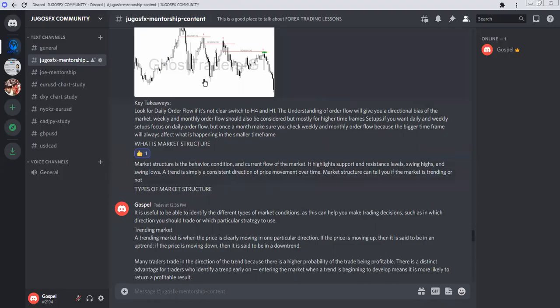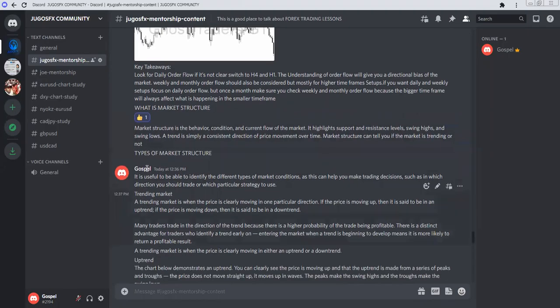All right. Remember with the picture we talked about sell side liquidity, most of you are marking trends, right? Either an uptrend or a downtrend. I think you know what that means now. Swing highs and swing lows. All right. So now, types of market structure: it is useful to be able to identify the different types of market conditions, as this can help you make trading decisions, such as in which direction you should trade or which particular strategy to use.